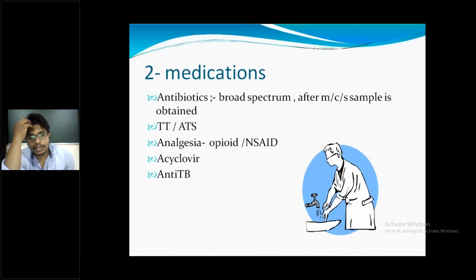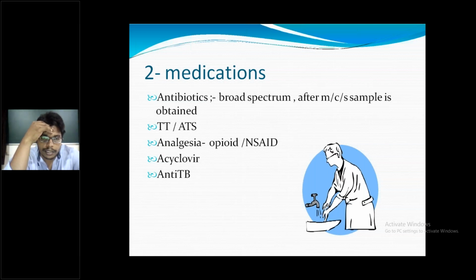We have seen in the last class. Gas gangrene. Like the gas gangrene organism, one other organism is there. Clostridium perfringens. Another organism, Clostridium tetani.